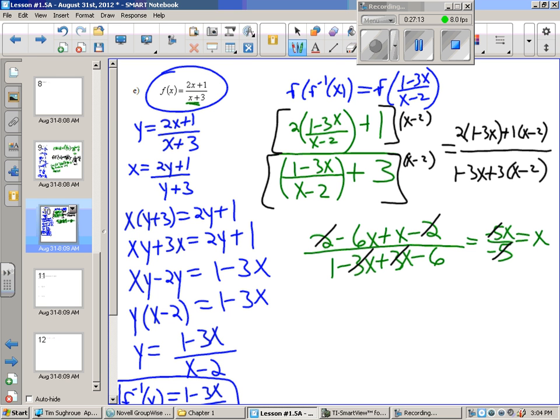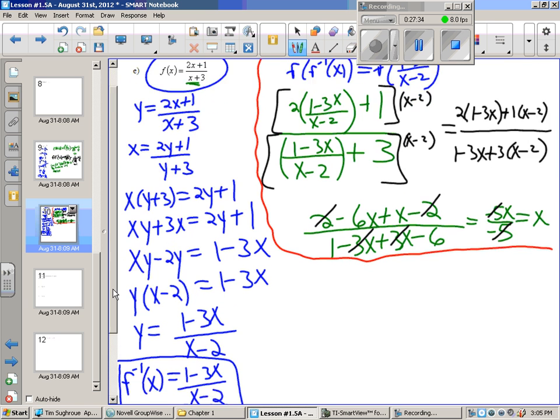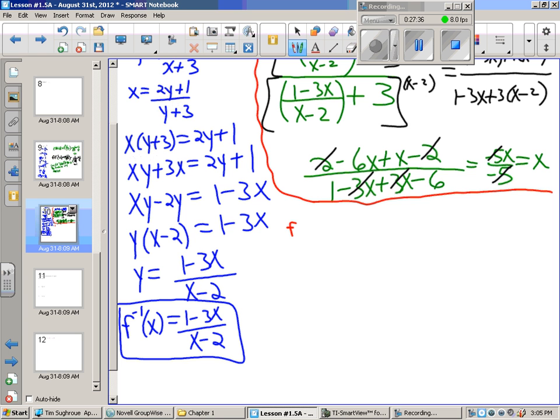It's going to be x every time. It's just a matter of you making it work out. The bad part is that's a lot of work, and now we still need to crank it out in the other direction. So now we need to say, we did f of f inverse, now we need to say f inverse of f of x.